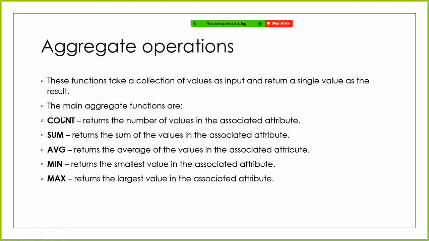For example, we have count. It returns the number of values in the associated attribute. For example, we have to count the client number. So we will count all the values that are present in the column client number, and then we get one single number as a result. Sum returns the sum of the values in the associated attribute. It will sum all the values. Average will find the average value in that attribute. Minimum will return the smallest value in that attribute, and maximum will return the maximum value. So these are aggregate operations.